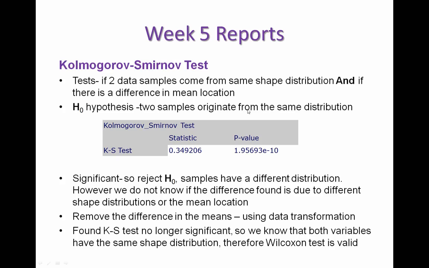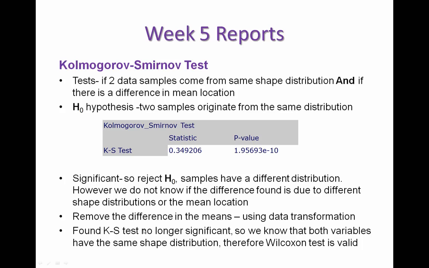The hypothesis here is again that the two samples originate from the same distribution, the same way as all statistics works. It calculates its Kolmogorov-Smirnov test statistic, and in this case we see again it's got a very small value, 10 to the minus 10. So we can reject the idea that the two samples come from the same population, but we don't know if the difference is due to the shapes of the distributions or the shapes and the means as well.